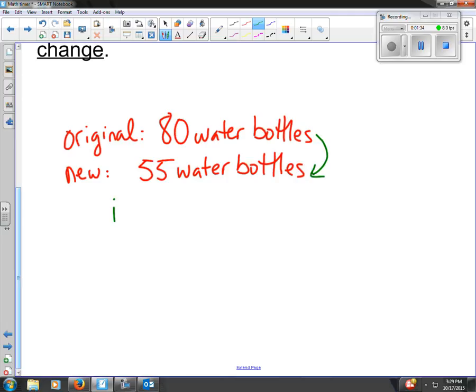Well, first, it's an increase. Okay. So we know it's an increase. I'm sorry, decrease. No, it's definitely a decrease. Sorry. A decrease. Okay. So we are at a decrease. Now let's find out what that percent of change is. And we're always going to round to the nearest tenth. Always going to do that.